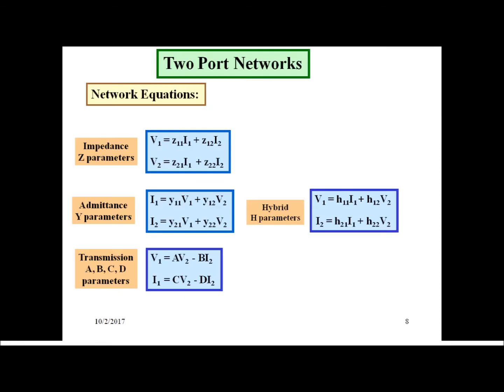Now these are some of the two-port network parameters. Z parameters: V1, V2 in terms of I1, I2. Y parameters: I1, I2 in terms of V1, V2. ABCD parameters: V1, I1 in terms of V2 and minus I2. Hybrid parameters: V1, I2 in terms of I1, V2. For transmission parameters, current I2 is considered negative because it is opposite to the current convention which is followed.